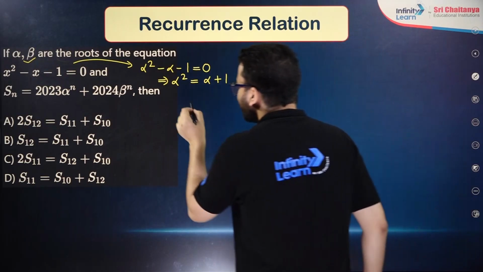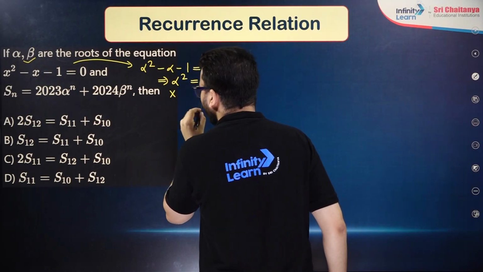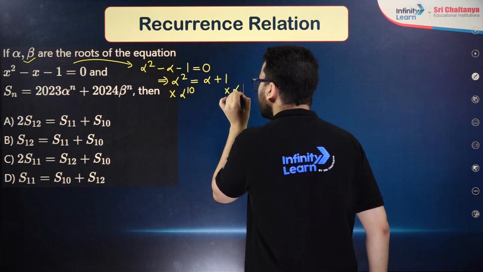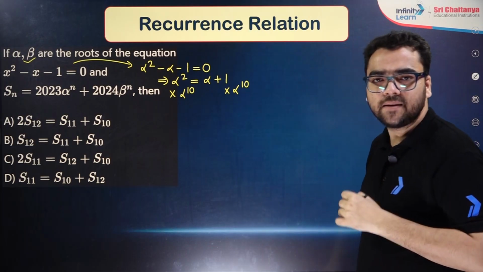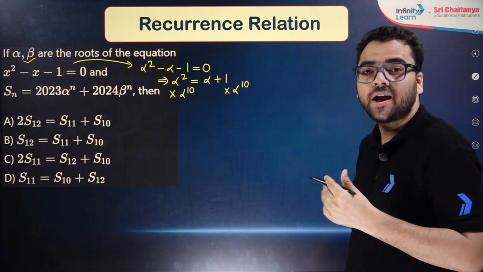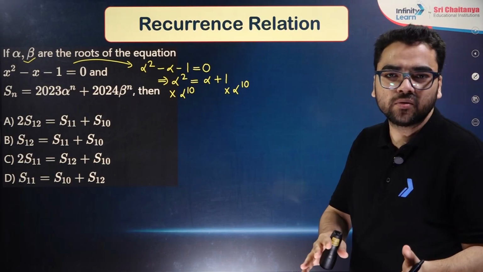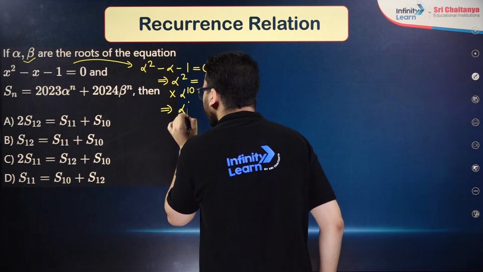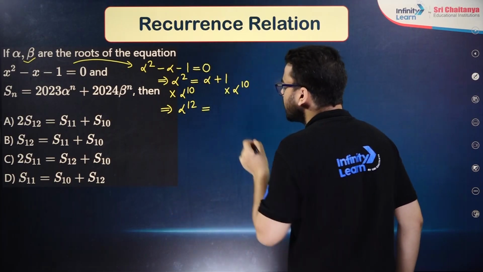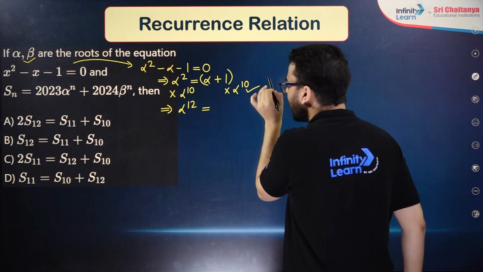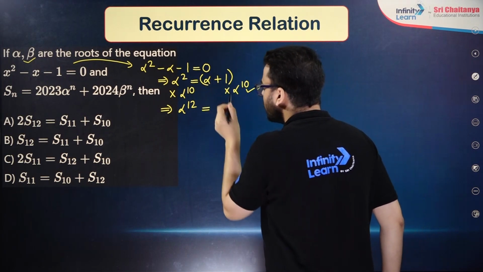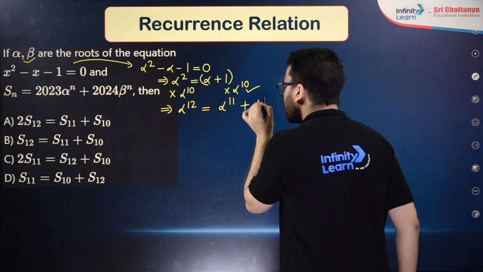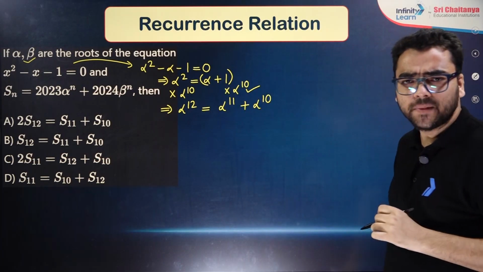So guys, can we multiply by alpha raised to the power 10 on both the sides of this equation? Obviously you can do that. You can multiply by the same thing on both the sides of an equation unless it is 0, because you cannot do that by 0, right? So this will give you what? Alpha raised to the power 12, and that is equal to, this into alpha raised to the power 10 into alpha, that is alpha raised to the power 11 plus alpha raised to the power 10. I hope that is clear.